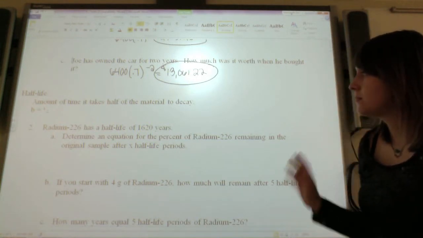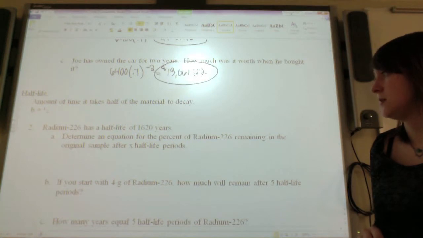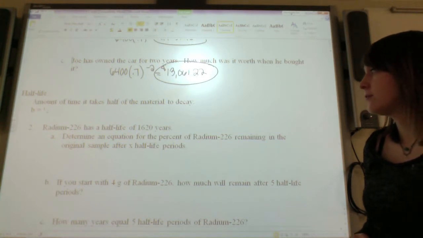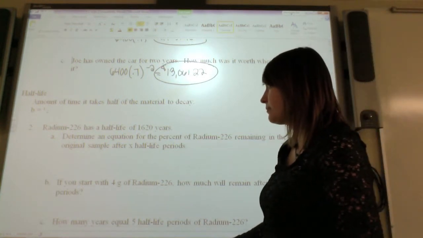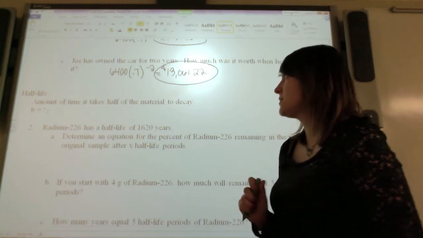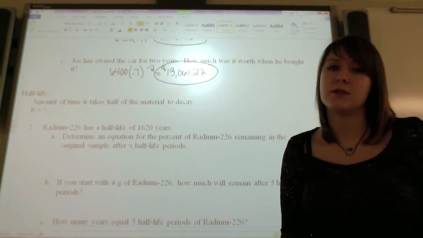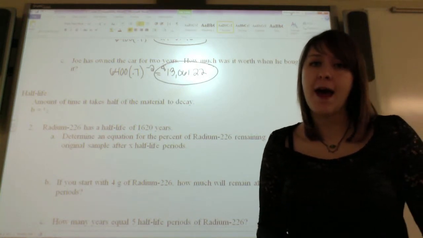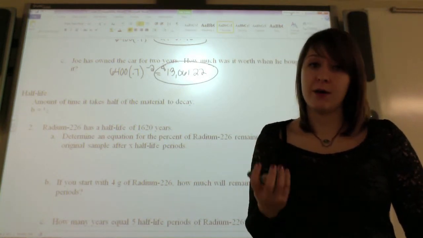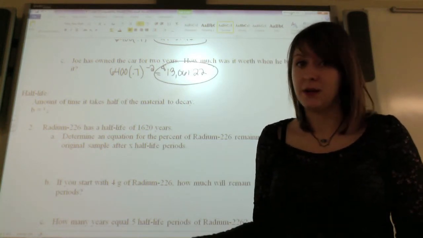Okay. First example, radium-226 has a half-life of 1,620 years. Determine an equation for the percent of radium-226 remaining in the original sample after X half-life periods. So a half-life is the amount of time it takes for half of the material to decay. So in other words, our growth factor is going to be 0.5 or 1/2, because we're talking about the amount of time that it takes for half of the material to be gone.